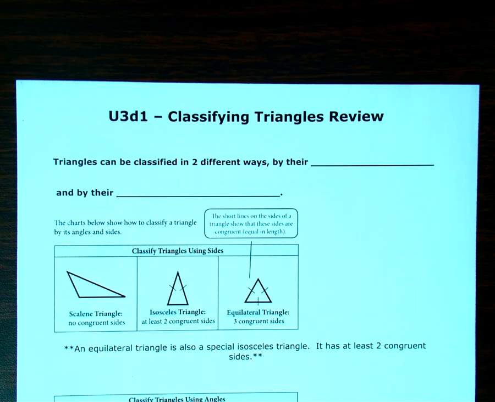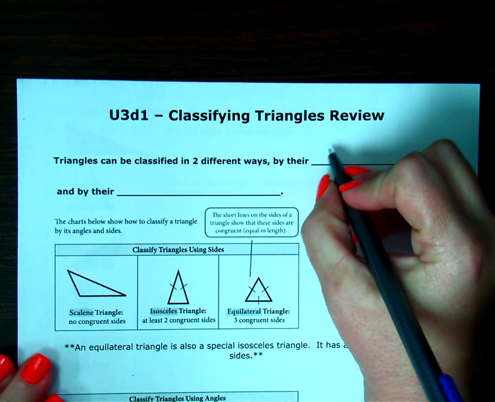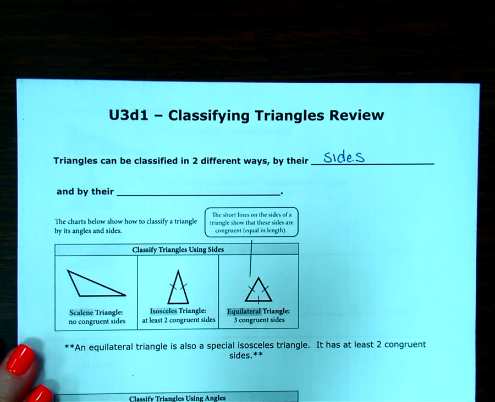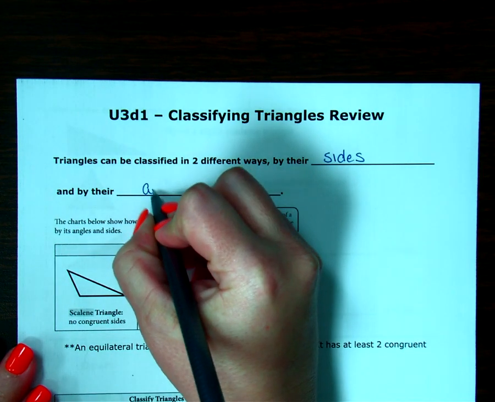Hi, today we're going to be looking at classifying triangles. You've seen this before, so this shouldn't be new except for maybe one little bit. Okay? Triangles can be classified in two different ways. They can be classified using their side lengths and by using their angle measures.